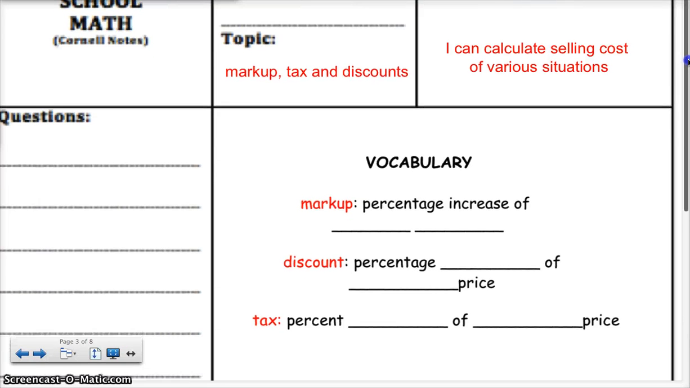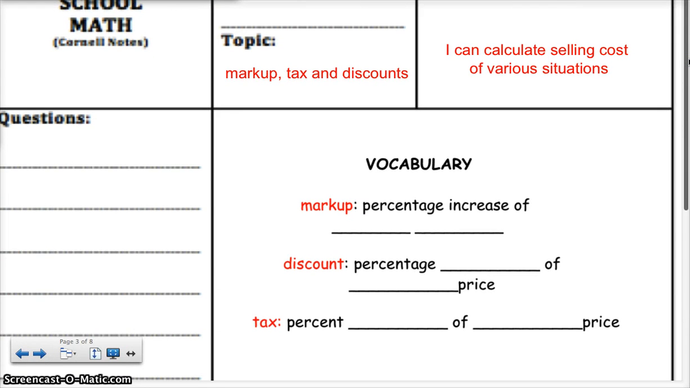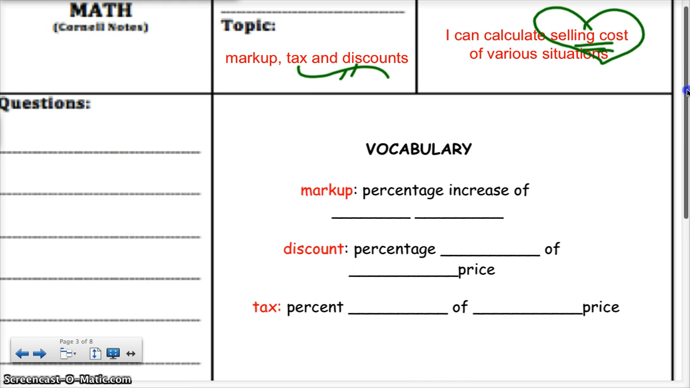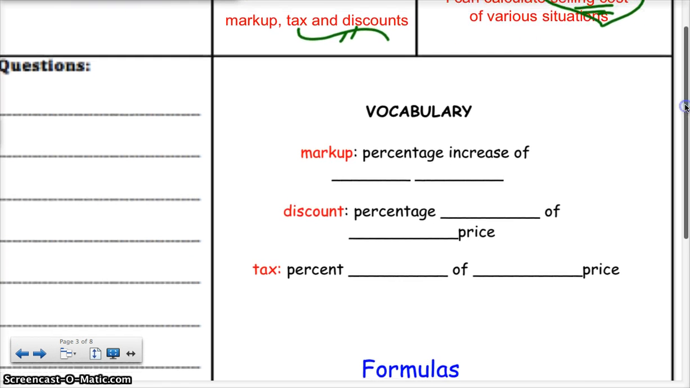We are moving to the last concept of our proportion unit, and that is markup, tax, and discounts. You're going to be able to calculate selling costs of various situations. So markup, tax, and discounts all have to do with selling cost: how much a company is going to sell their product for, or how much we are going to pay for the product. So you need some vocab.